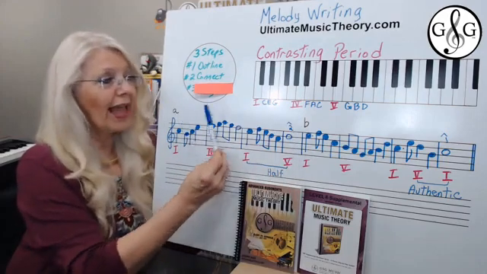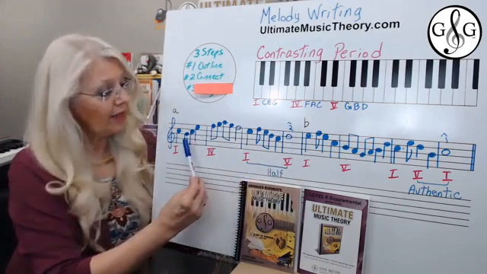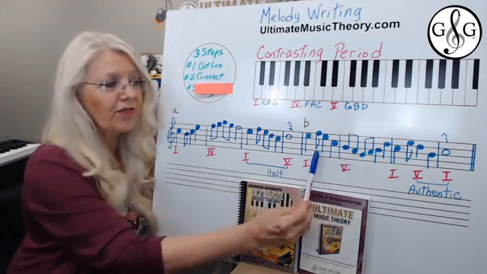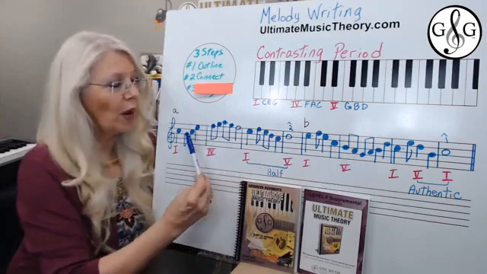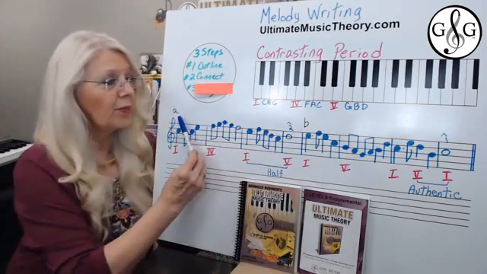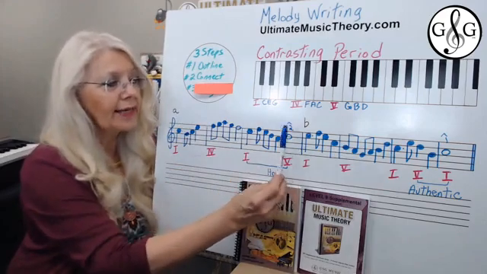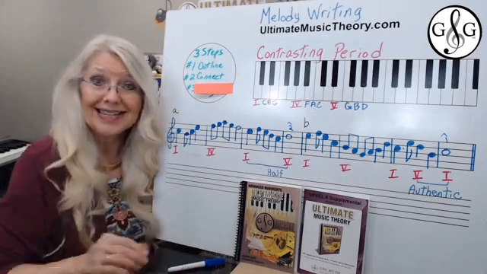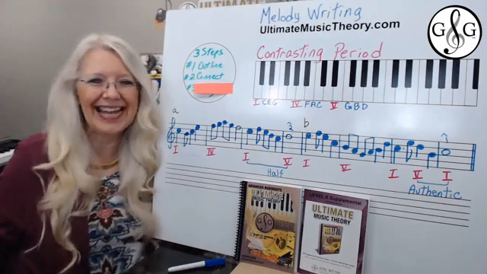If you are going to have A and A1, then these 2 measures will be copied exactly into measures 5 and 6, right? So if 1 and 2 are identical in measures 5 and 6, then this would be A and this would be A1. And we'd have just some variation in the last 2 measures of each phrase. Does that make sense? Okay, good.